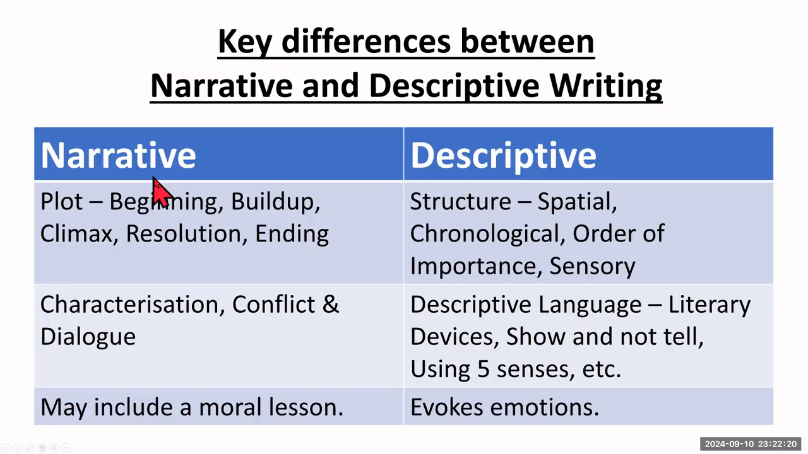In narrative writing, you need to have a main character or a few, conflict, and perhaps dialogue as well. In descriptive writing, we are more interested in descriptive language, which includes literary devices, showing and not telling, using your five senses, sensory details, and so on. At the end of a narrative essay, you may want to include a moral lesson, but in descriptive writing, we're more interested in evoking emotions.